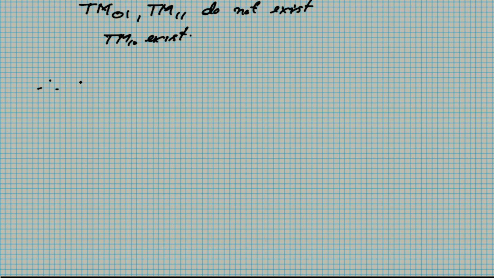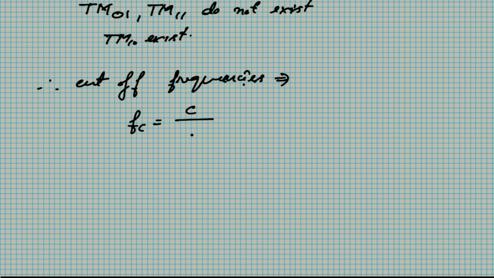Okay, so I'll write therefore. This is the second half of the question. Cutoff frequencies. Let's calculate, right? So how do you calculate the cutoff frequencies? It is fc is equal to the normal equation, so velocity divided by lambda c. That's all.